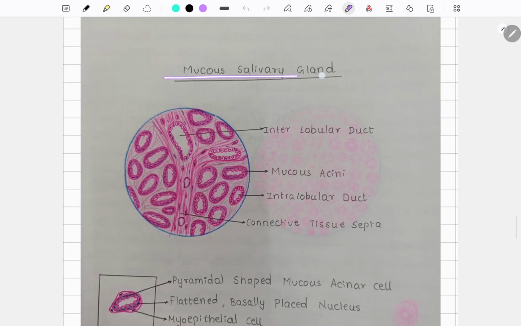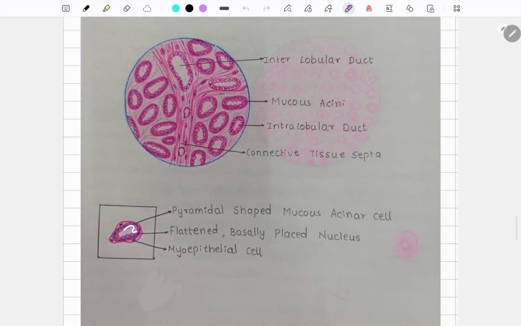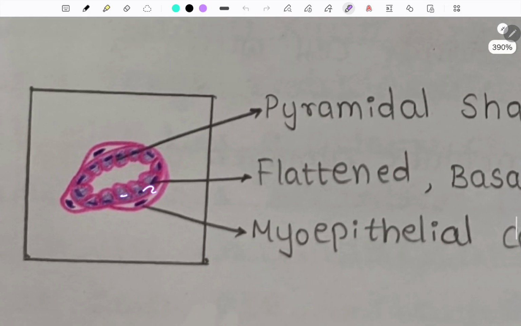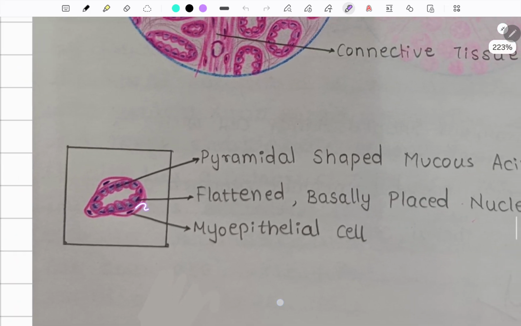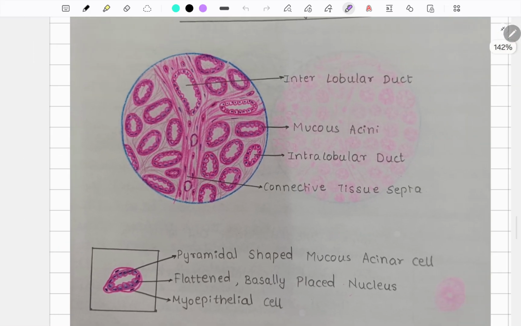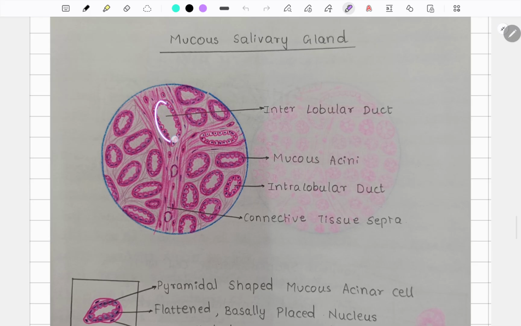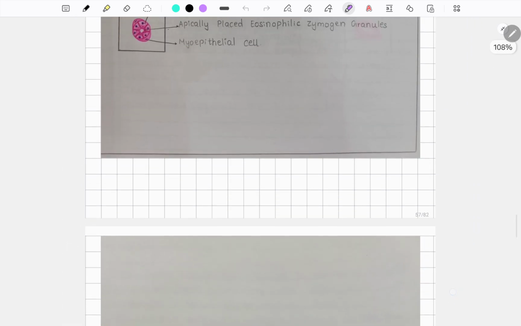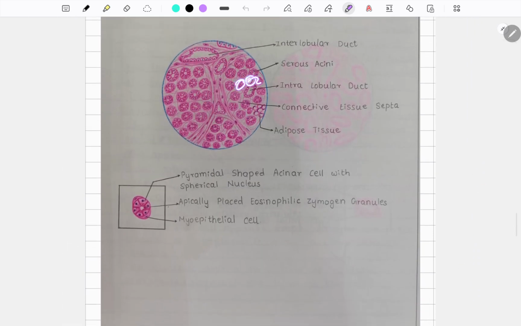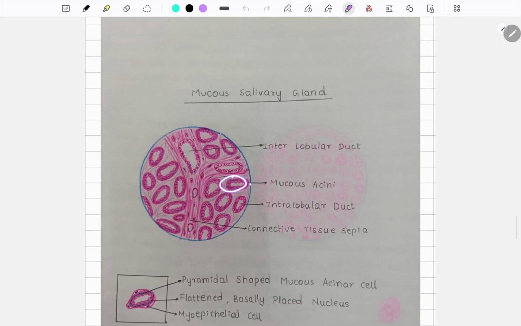Moving on to next, mucous salivary glands. In mucous salivary glands there will be pyramidal shaped mucous acini cells present. There will be flat nucleus which is basally placed. As you can see over here, this nucleus is basally placed, and there will be myoepithelial cells also present. In this normal diagram you will draw interlobular duct, the mucous acini, the intralobular duct and the connective tissue, same as the serous salivary glands, just the serous acini will get replaced by the mucous acini.